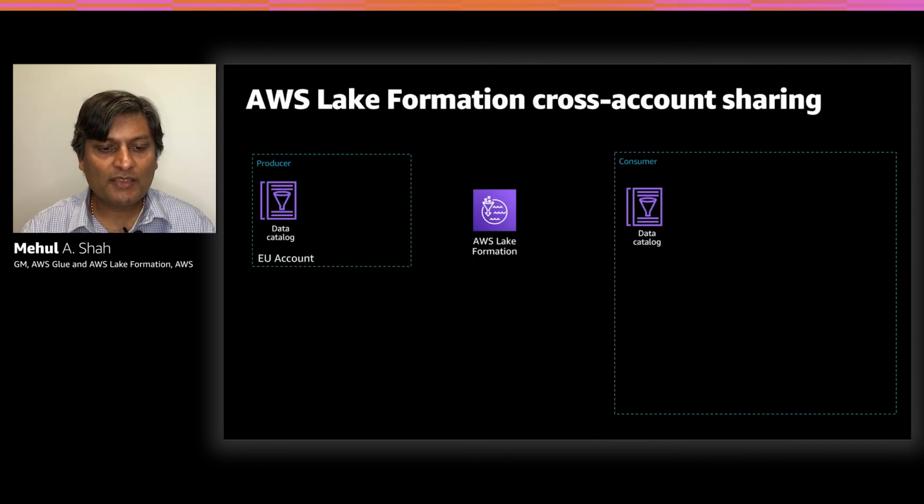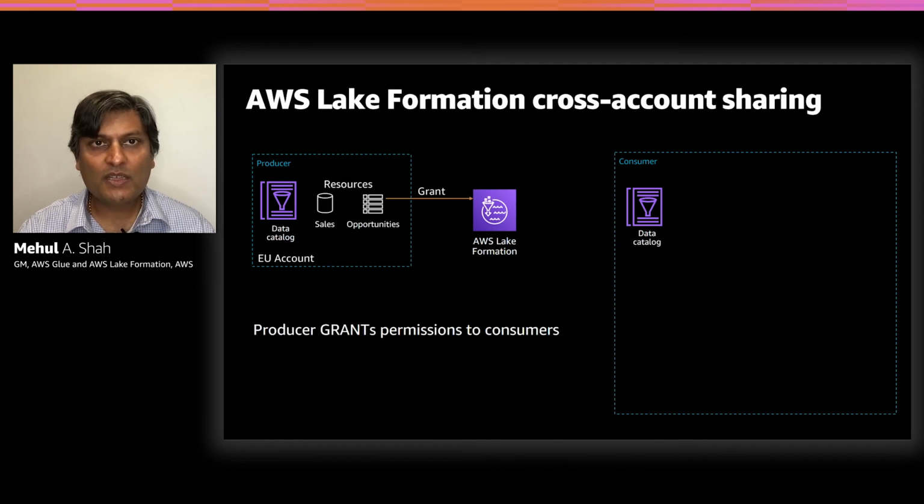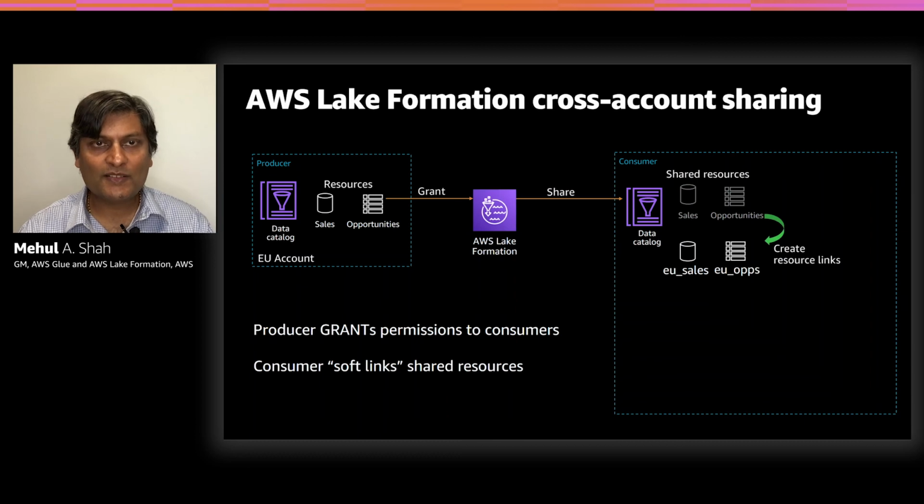So a few months ago, what we introduced was AWS Lake Formation cross-account sharing. The way this works is, imagine you have a producer account on the left-hand side, which has a data lake that it wants to share with the consumer account. And in this data lake, you have a sales database with an opportunities table. Well, just like granting permissions to individual users, you can grant permissions to another account. And what Lake Formation will do is it'll share those resources to the other account. Those shared resources are then now available to be linked into the local data catalog that account has.